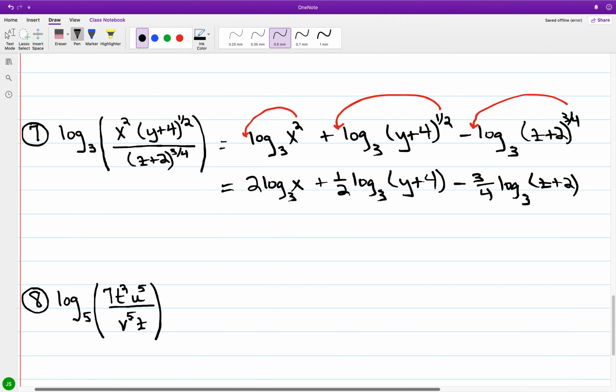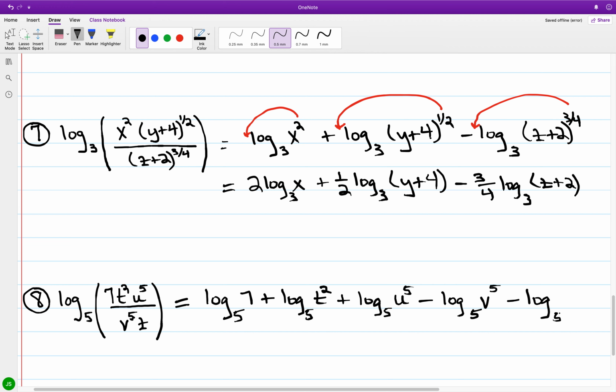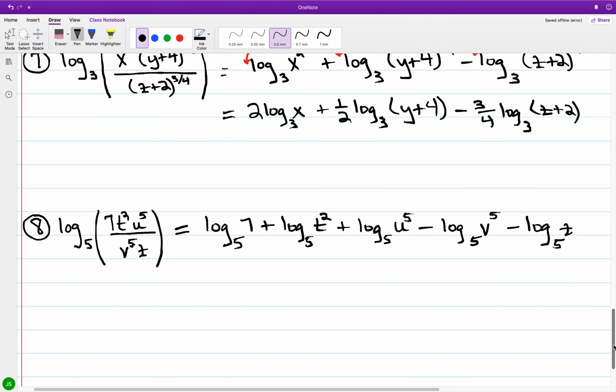For number 8, if we write in expanded form, we will have the base 5 logarithm of 7, plus the base 5 logarithm of t squared, plus the base 5 logarithm of u to the 5th. Next, with the v to the 5th and z at the bottom, we'll have minus the base 5 logarithm of v to the 5th, and minus the base 5 logarithm of z. And so we follow through.